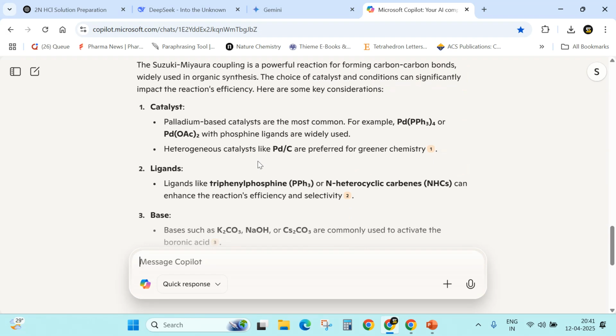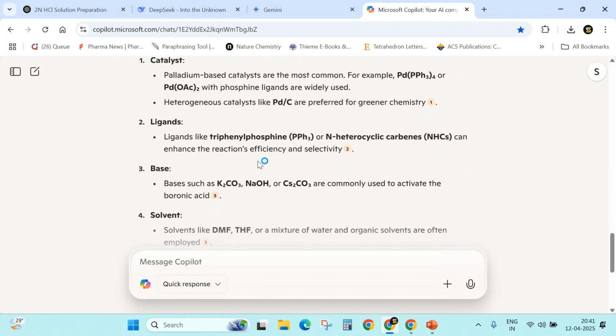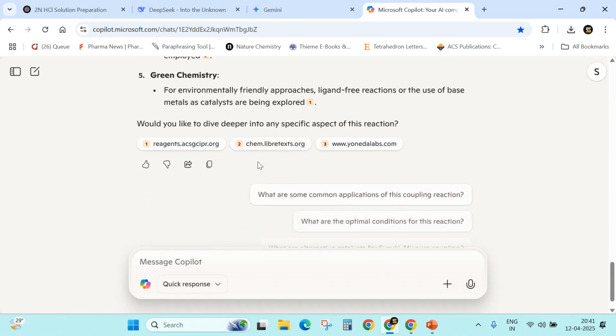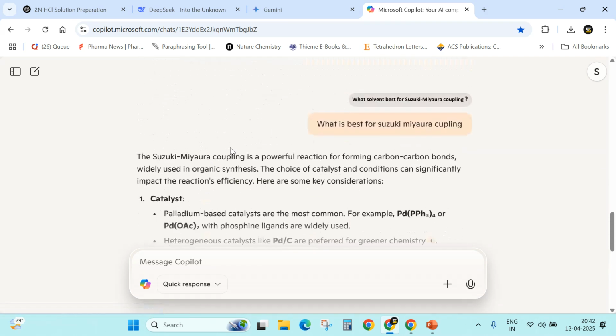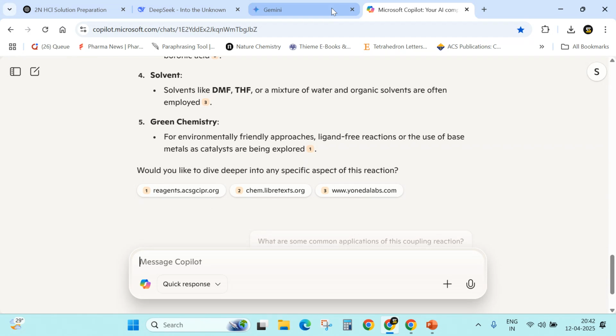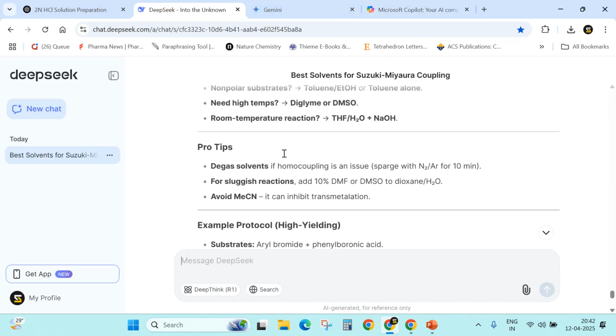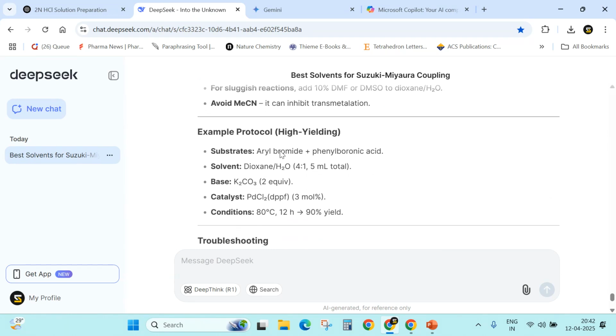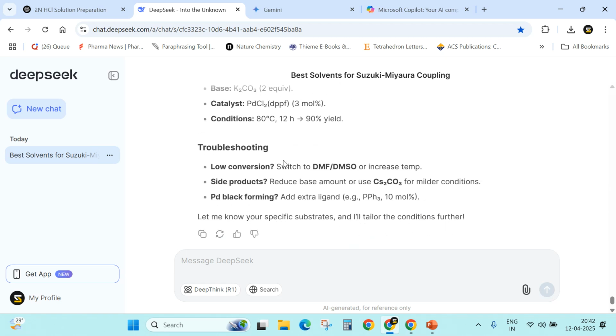In Copilot, they mentioned that it depends on the catalyst, ligand, base, and solvent chemistry. They also gave us some suggestions and links to the sources. We will not open these links, but they show where the information came from. So if you see these four answers, I feel DeepSeek gave a very big, point-to-point answer which we can select.